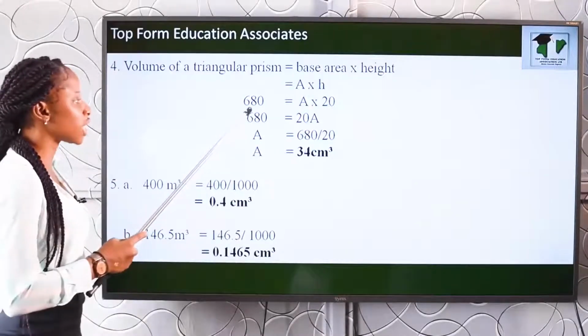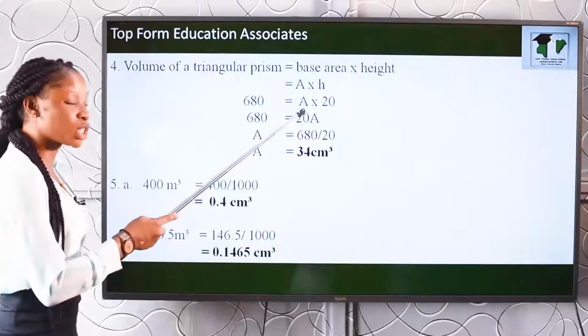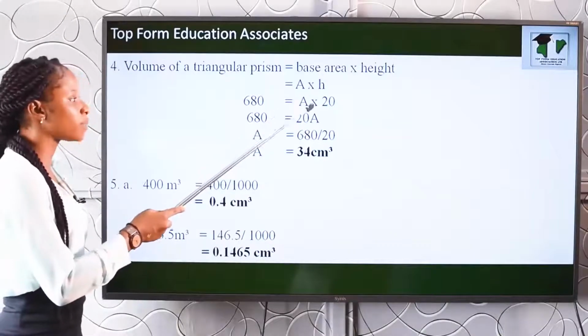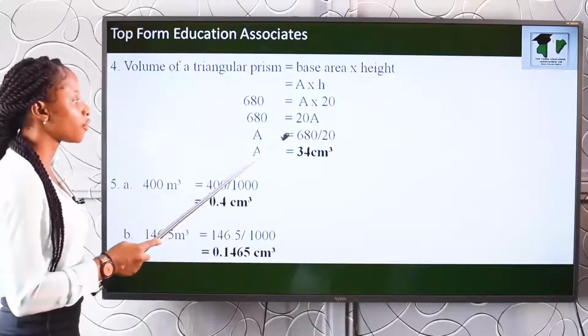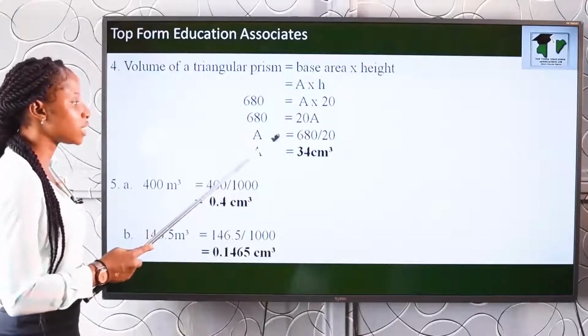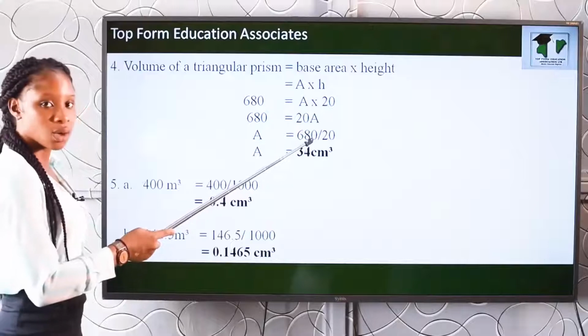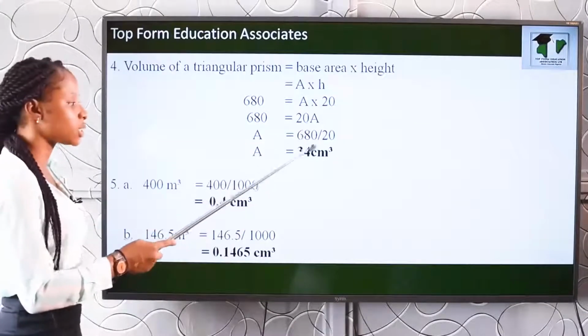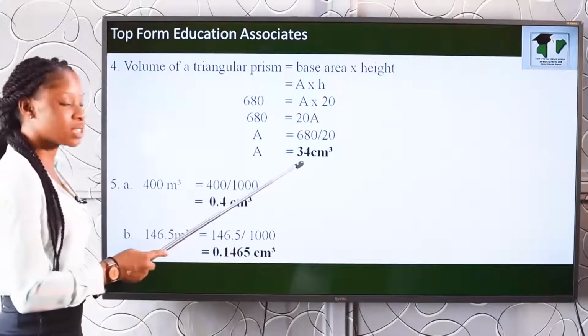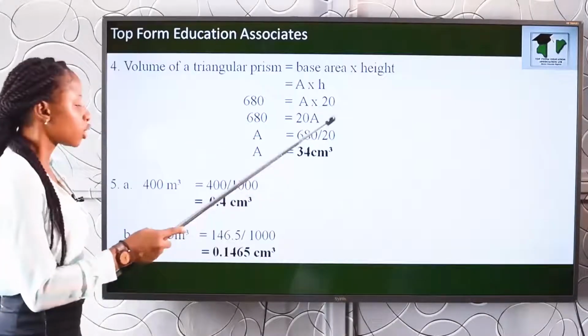The volume 680 is equal to A, which we are looking for, multiplied by the height, which is 20. When we do that, we have 680 over 20. Therefore, our base area will be 680 divided by 20, and we have our answer as 34 centimeter cube.